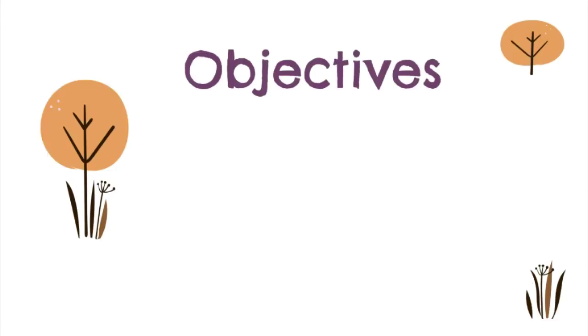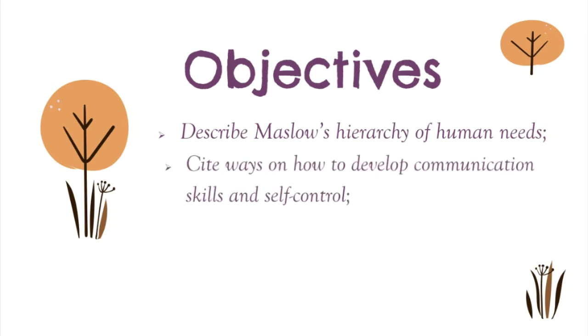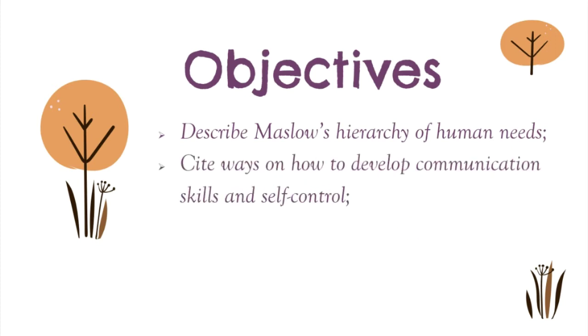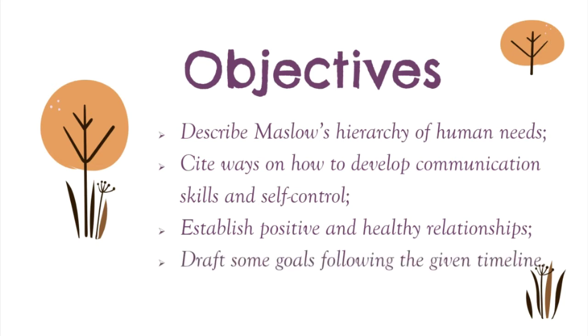Here are the objectives that you should remember after our discussion. Describe Maslow's hierarchy of human needs. Cite ways on how to develop communication skills and self-control. Establish positive and healthy relationships. And lastly, draft some goals following the given timeline.